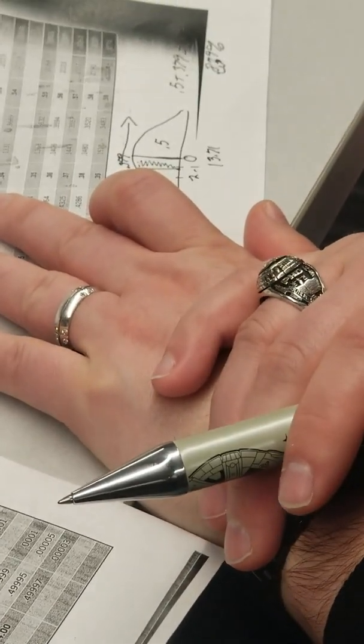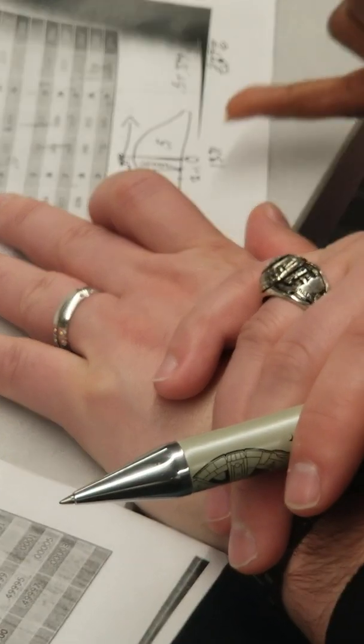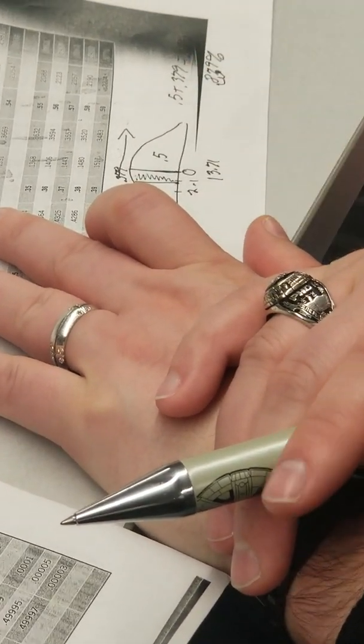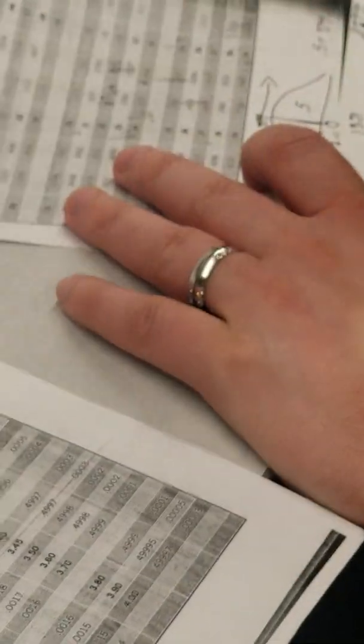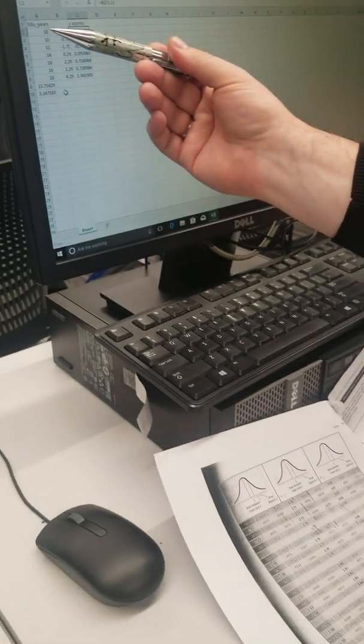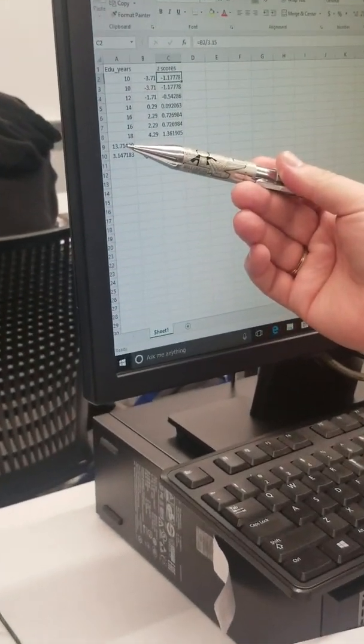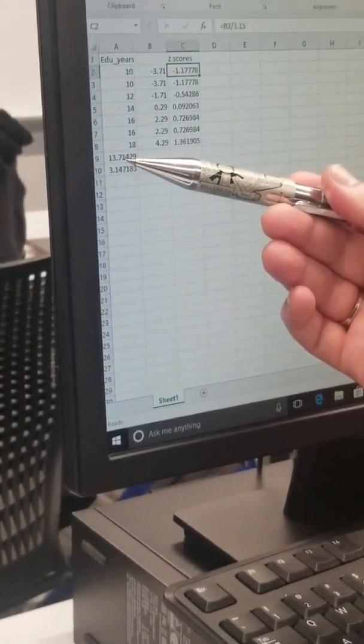I don't know how to ask the question. But the negative one, I think we have -1 here already. So that's where it's come from, because 10 years is below 13.71 years. Okay, so that's why it's negative.